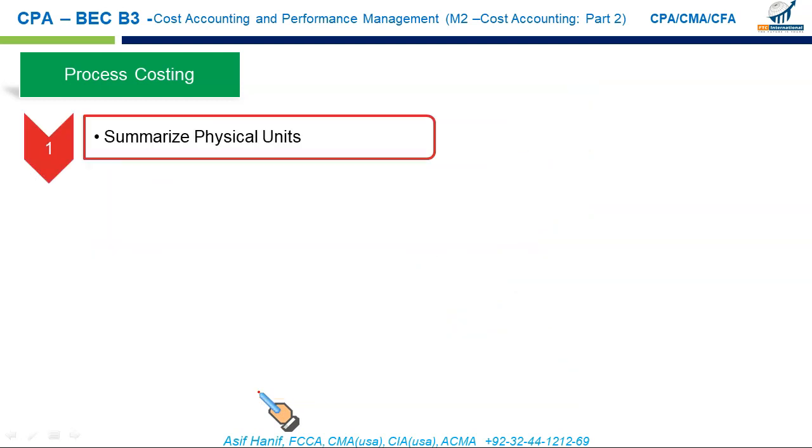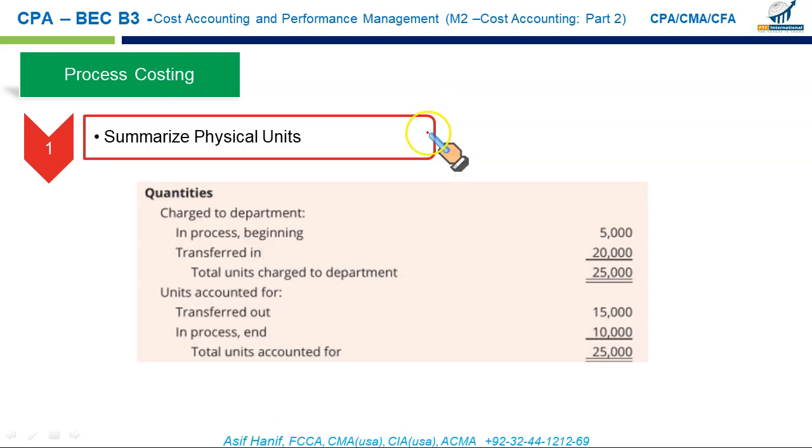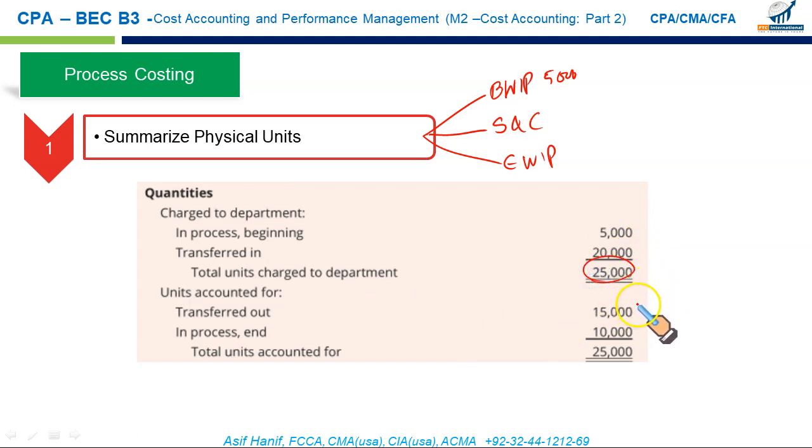The first step, summarize physical units. You need to segregate your production units into three classifications, as I told you. Those that were there in the beginning work in process, those that you started and completed, and those that are in the ending work in process. This is the first step you need to be quite comfortable with before you can solve any process costing question. Now here's the example. In process beginning, these 5,000 are in the beginning work in process. Transferred in, we received 20,000 units from the previous department in the current month, and out of the total units we had, 15,000 were transferred out, means completed, and 10,000 are still in the ending work in process.